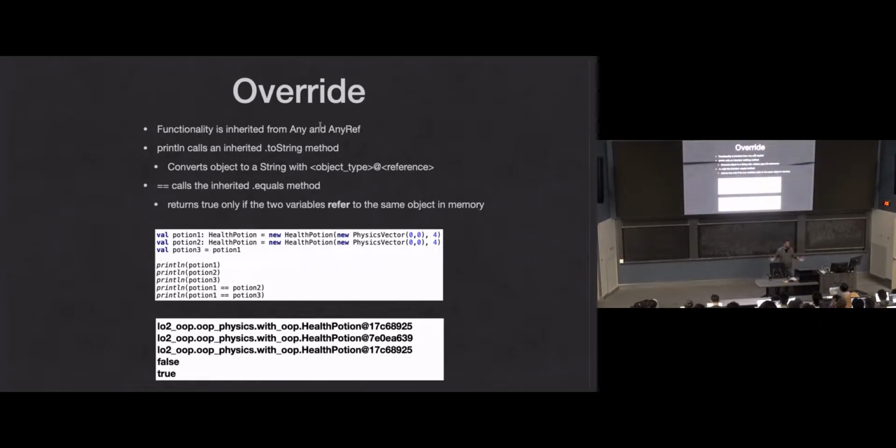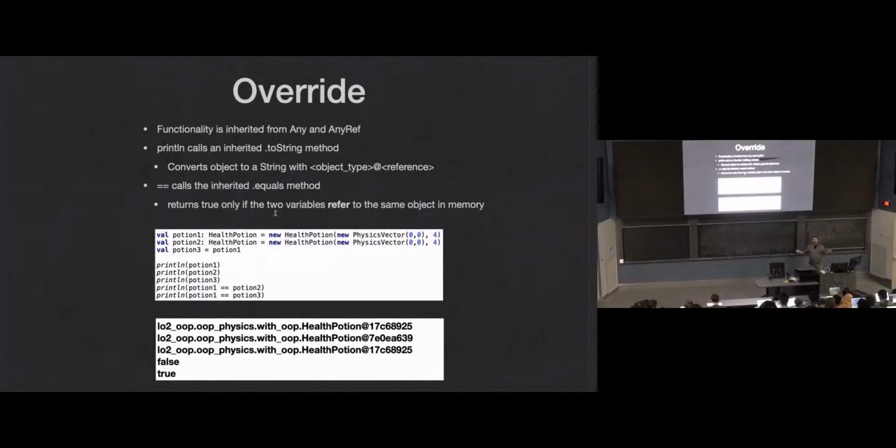Doesn't matter what they are. It could be a health potion and a double. I don't care what they are. And say equal, equal. Are these two things equal? And it will call an equals method from whatever value you put first. It will call its equals method and use that to compare it with the other value.